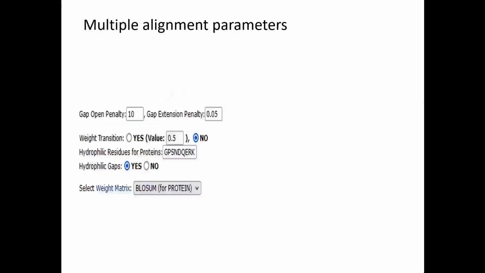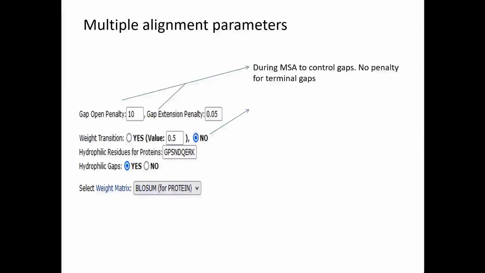Next, we have the multiple alignment parameters. First, there is a gap open penalty and gap extension penalty. By default, they are 10 and 0.05. This is the initial gap penalty which will be used when the sequences are aligned progressively. Later, depending on the weight matrix chosen and the position of the gaps, the gap opening and gap extension penalties will vary. The gap penalty is generally to control the gaps during alignment, and there is no penalty for terminal gaps, as it is a global alignment type.